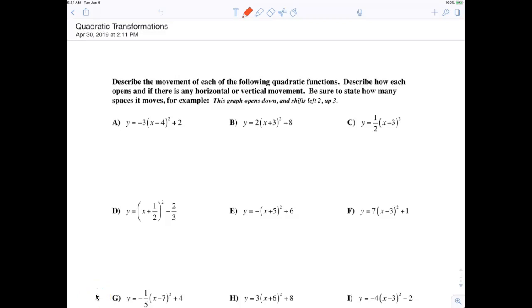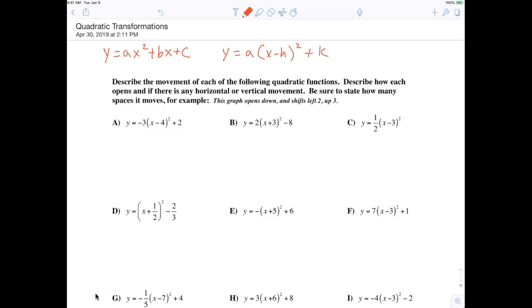So when we have graphing quadratics, there are two forms for graphing quadratics, or parabolas. One form can be written as y equals ax squared plus bx plus c, which is what we did last year. There's also a second form. That second form is written as y equals a parentheses x minus h squared plus k.